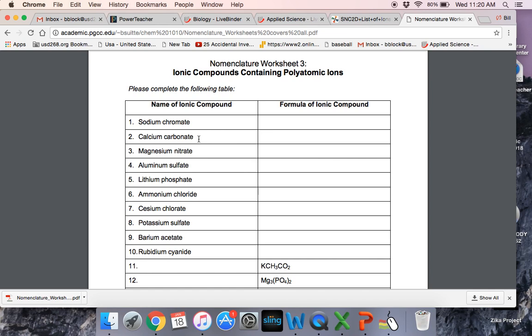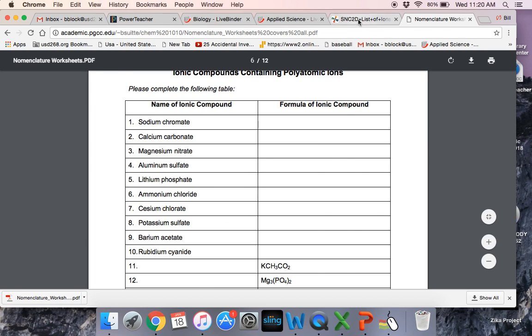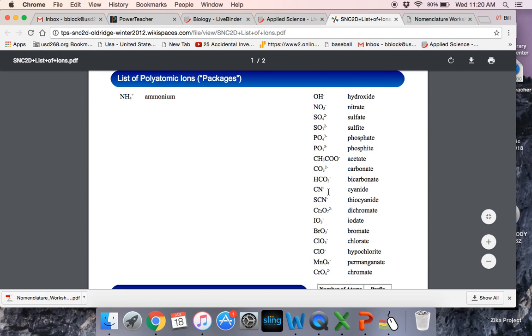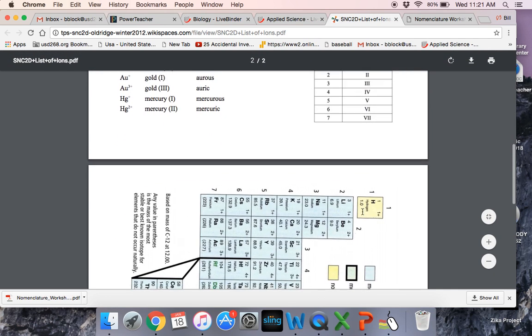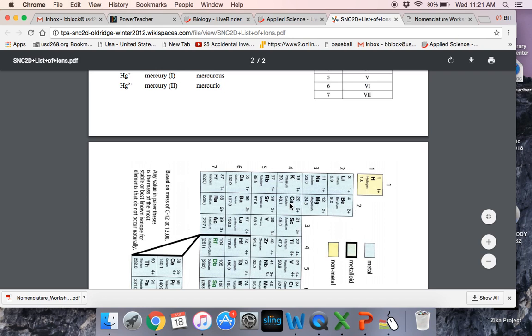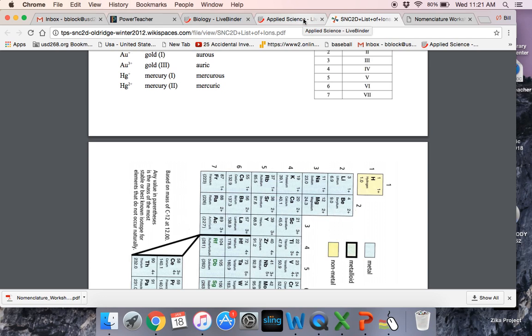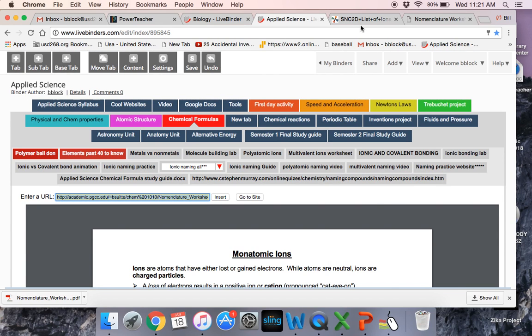Second one, calcium carbonate, all right? I know it's a polyatomic because the ending is ATE. I may not know what carbonate is, but if I go back to my list, I can find carbonate, and it's right there, CO3, and it's a minus two, okay? So my minus two and my calcium, if you remember, and we look at our periodic table, it's in group two, so it's a plus two, and I have a minus two, so the formula is CaCO3, all right?